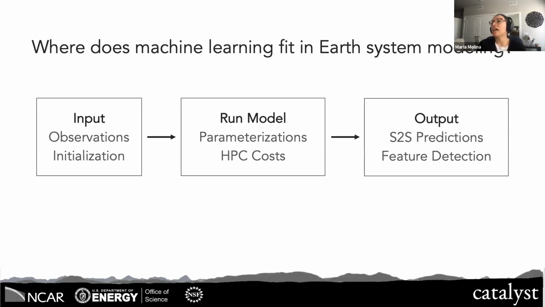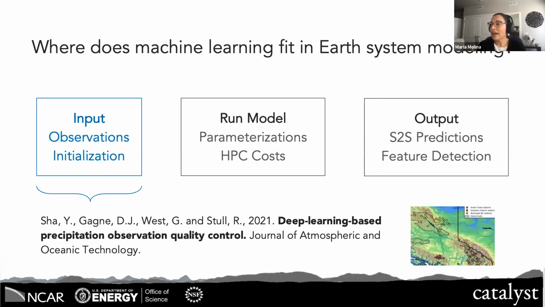So if we were to divide the Earth system modeling pipeline into 3 steps, where we have an input, the step where the model is running, and then eventually the output, we can apply machine learning to each of these steps. So here I have some very brief examples. For example, before we run an Earth system model, we can use machine learning to improve our observations. And this could also improve the initialization conditions for the numerical model that we'll be running.